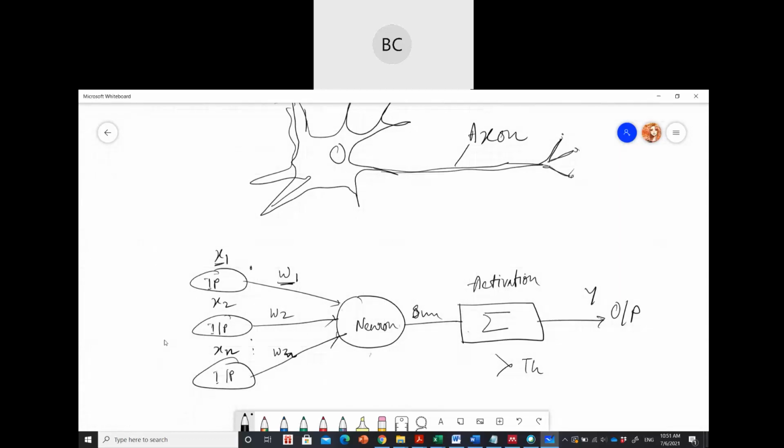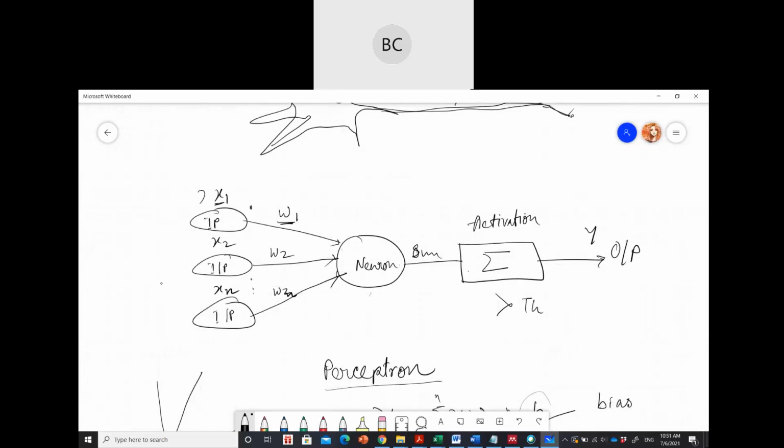Suppose the input is 2 and the weight is 5, the input is 1 and the weight is 3, and the input is 3 and the weight is 1. So what will be the sum? The sum will be 2 into 5 plus 1 into 3 plus 3 into 1. Whatever the answer is, that is the sum for the neuron. Clear on this maths part?